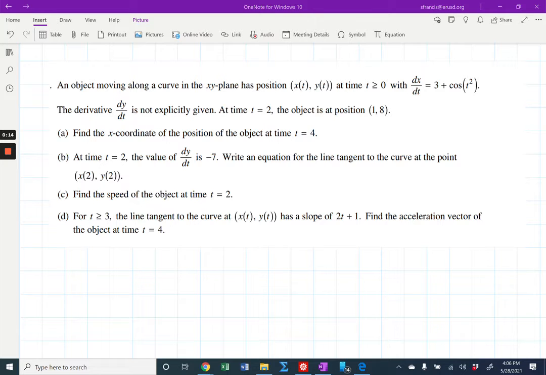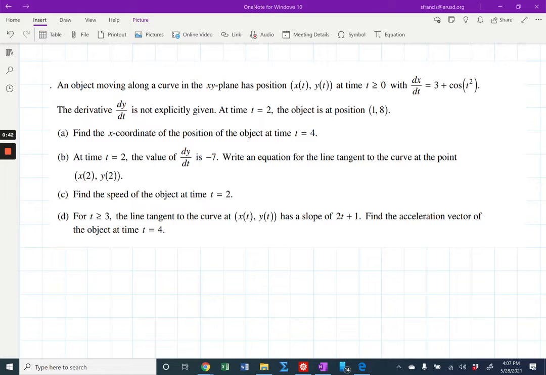An object moving along a curve in the xy plane has the position function given by x of t, y of t. So they're telling you it's a vector, moving in the xy plane. They're giving us the representations of the horizontal and vertical components for t greater than or equal to 0. They're giving us dx over dt is 3 plus cosine t squared. The derivative, dy over dt, is not explicitly given, so we don't know what dy over dt is, and we still have to solve some problems here.